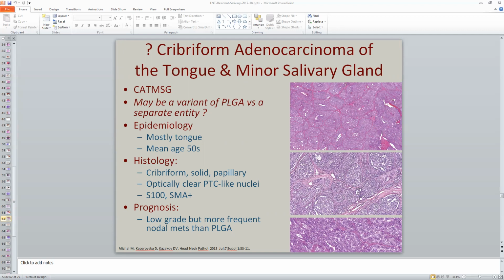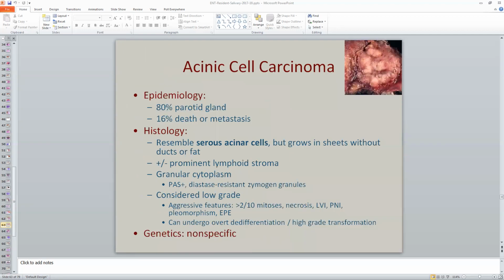Okay, so there's another variant of polymorphous adenocarcinoma that is sometimes called cribriform adenocarcinoma. It tends to have similar kind of vesicular, almost papillary thyroid carcinoma-like nuclei, but with some solid growth and various papillary architectures.